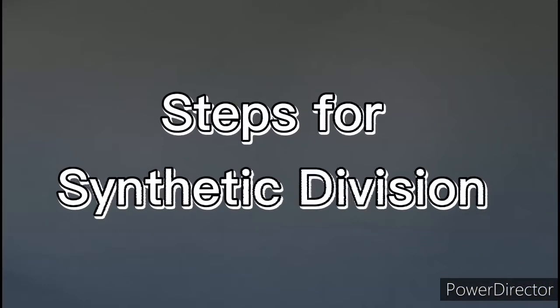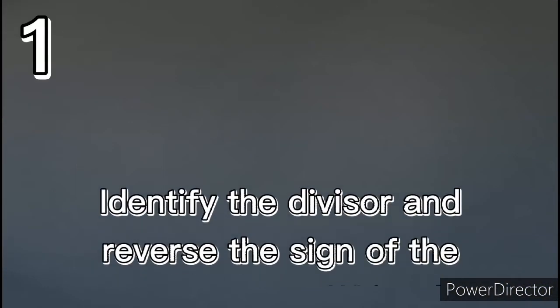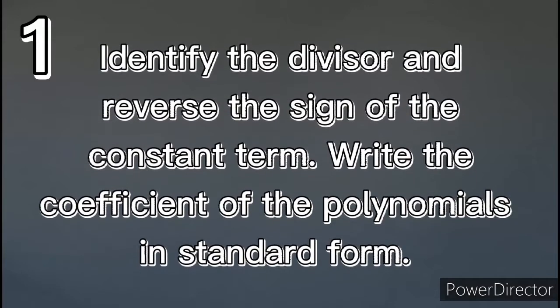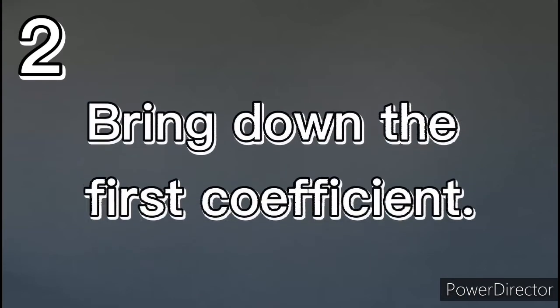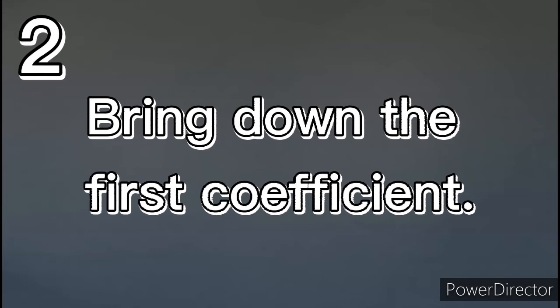Now we will just go forward in our second method, the synthetic division. Here are the steps for solving synthetic division. Step 1: Identify the divisor and reverse the sign of the constant term. Write the coefficients of the polynomial in standard form. Step 2: Bring down the first coefficient.